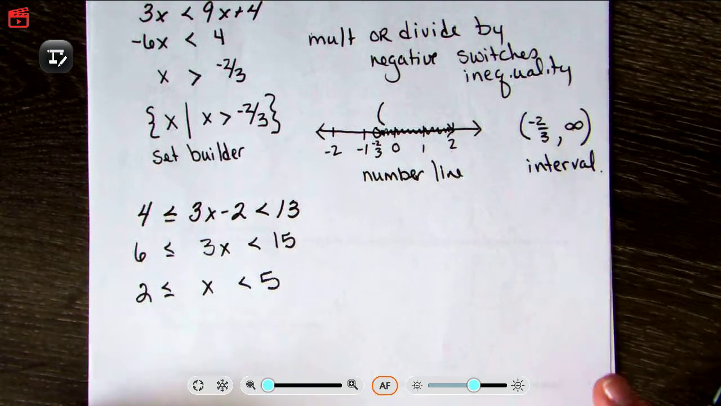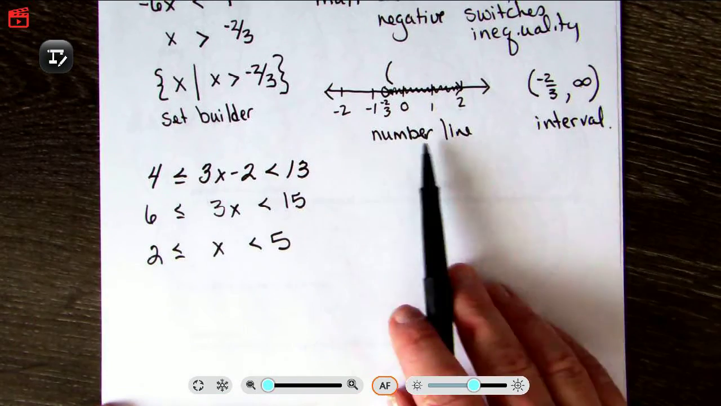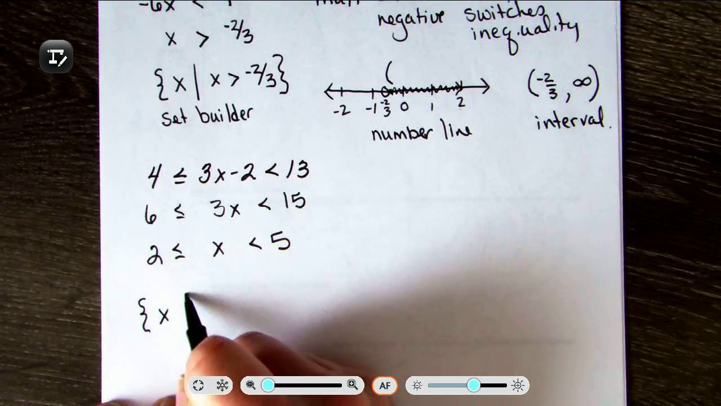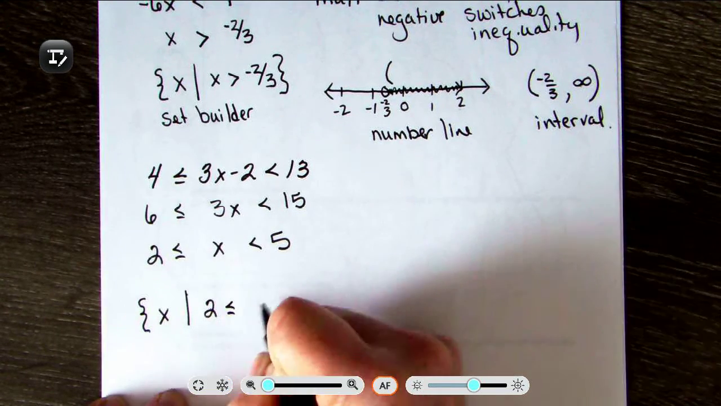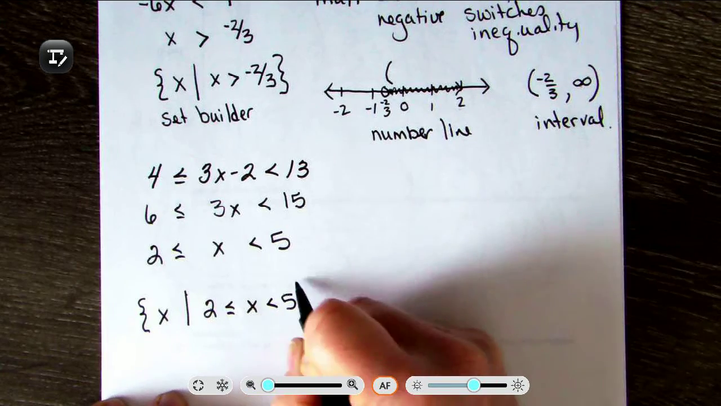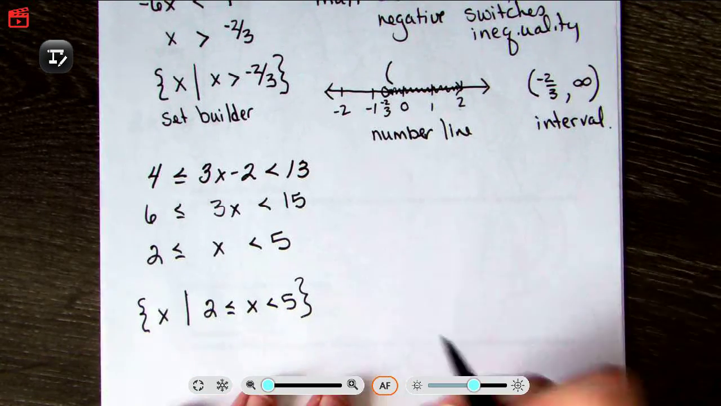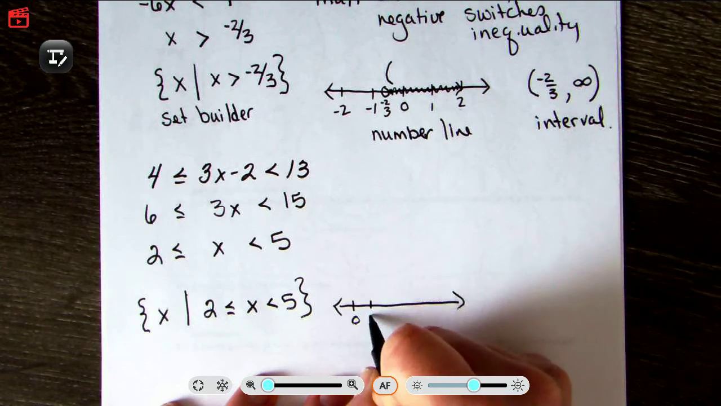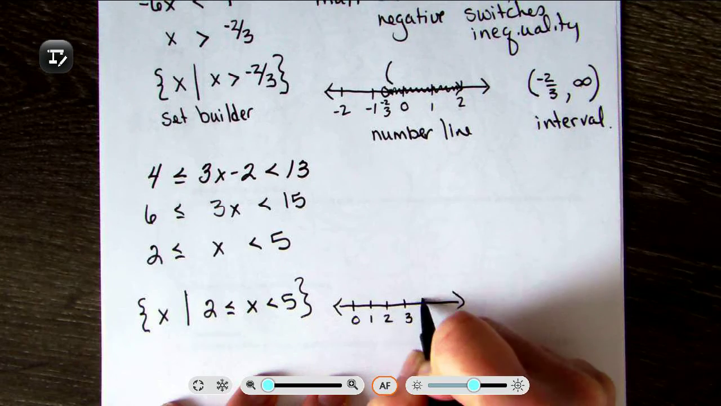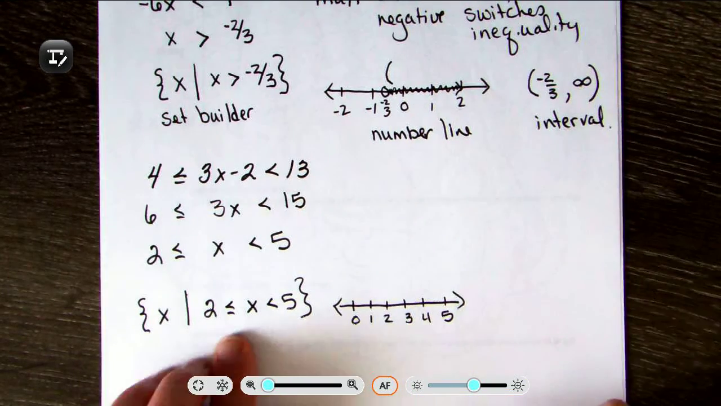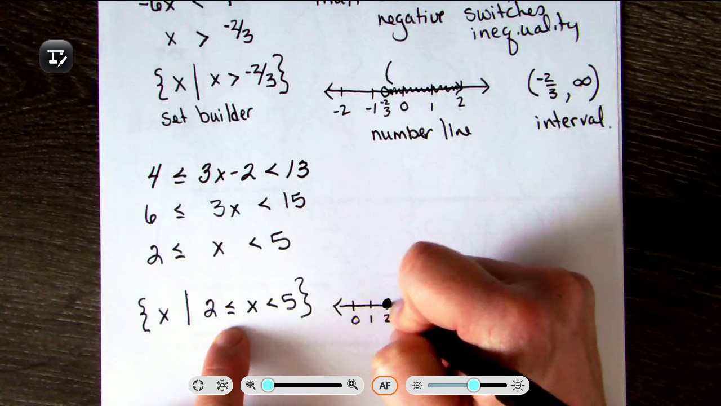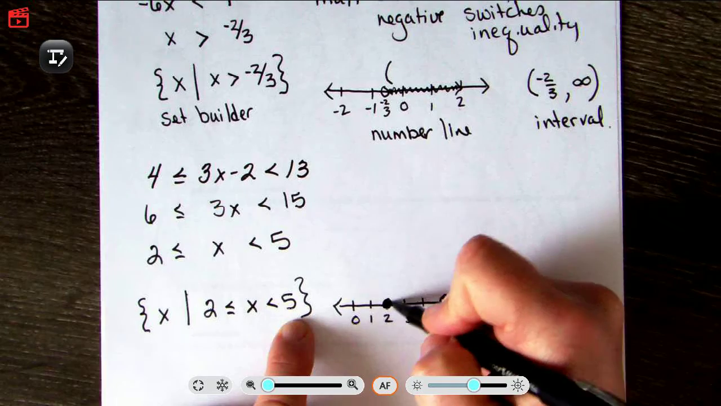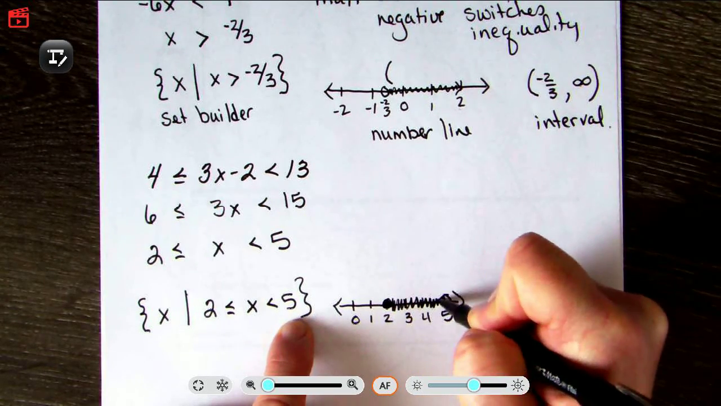So if I were to use these 3 different techniques for writing it, I could write this as the set of all x's such that 2 is less than or equal to x is less than 5. On a number line, put 0 down here. 1, 2, 3, 4, and 5. I would have a closed dot on 2, an open dot on 5, and we would go in between.